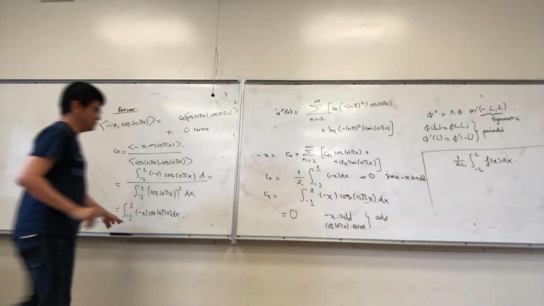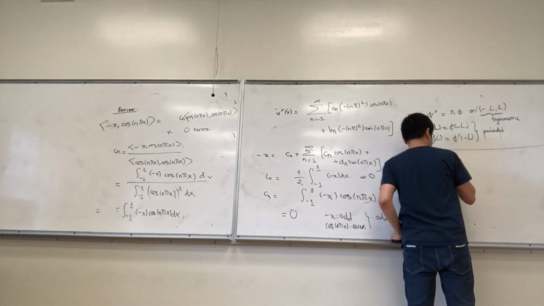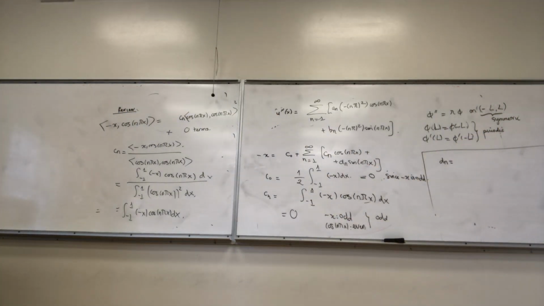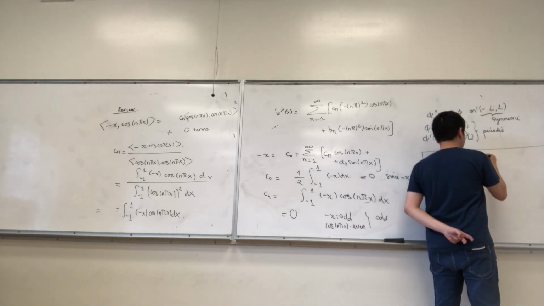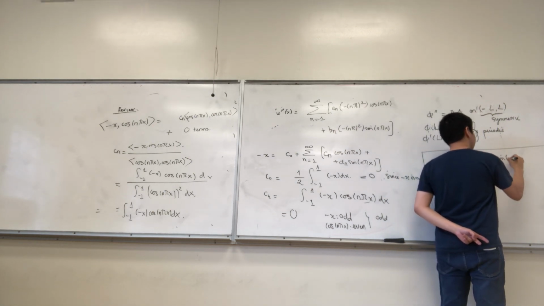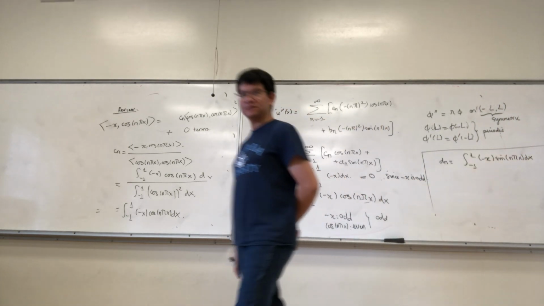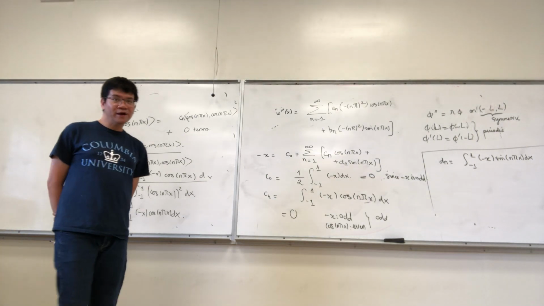Now, we're going to compute dn. So what is the value of dn? It would be the same function but with sine. So this is going to be the integral from minus 1 to 1 of minus x sine of n pi x dx. Alright, so you replace cosine with sine. And in this case, it's not 0, but we have a way to simplify it.